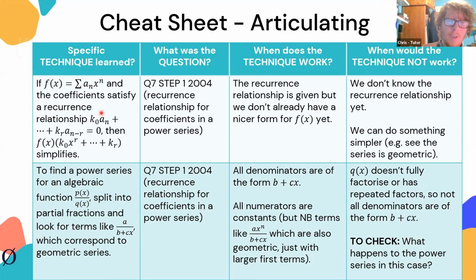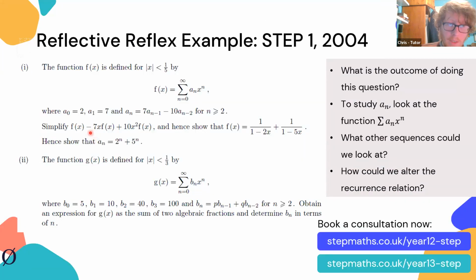So if we summarize our specific technique here, what did we learn? Well, the first thing we saw was if you have a recurrence relationship, our previous one was basically an minus 7an minus 1 plus 10an minus 2 equals 0. So we rearranged it to get 0. And that corresponded to our quadratic, which we understood. Yeah, sorry, 1 minus 7x plus 10x squared. I think I might have written this the wrong way around, but it doesn't matter.